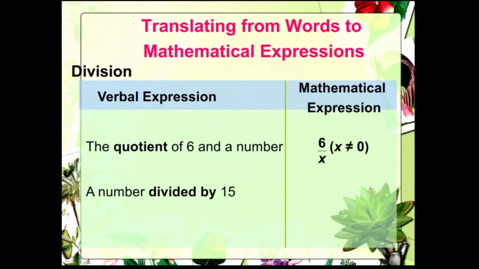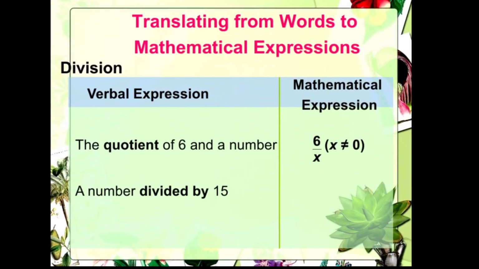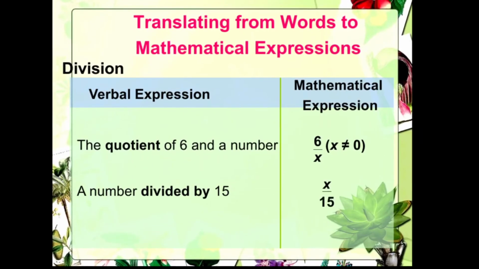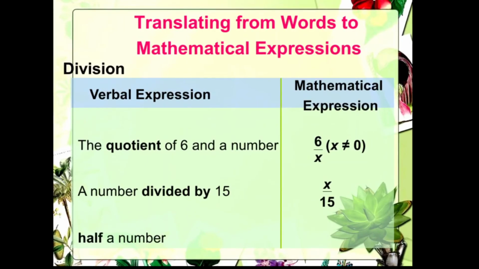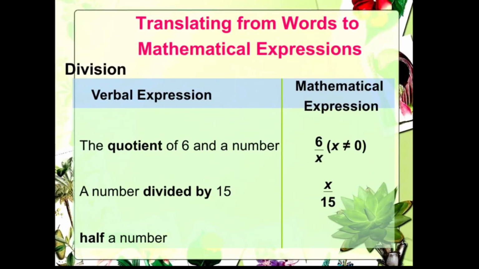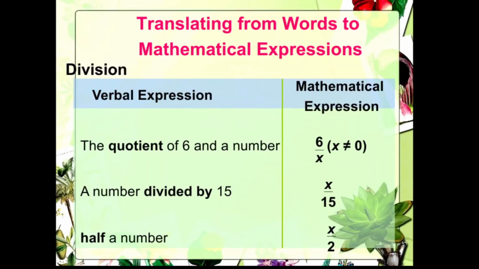Next, a number divided by 15. We will write it based on the order of the given. So, a number, for instance, x divided by 15. So, x over 15. Next, half a number. When we say half, we are dividing the number by 2. So, in this case, our number is missing, so we will use x. Our answer is x divided by 2. Half a number.